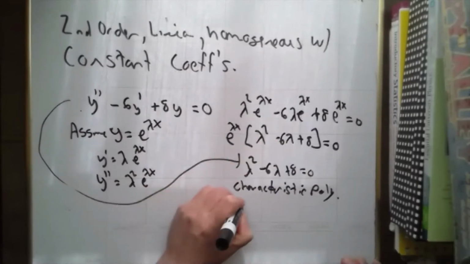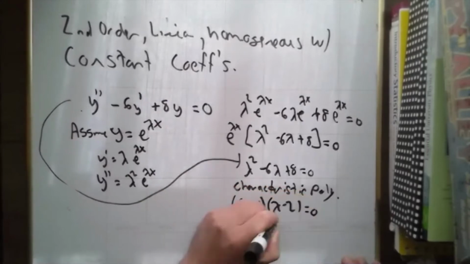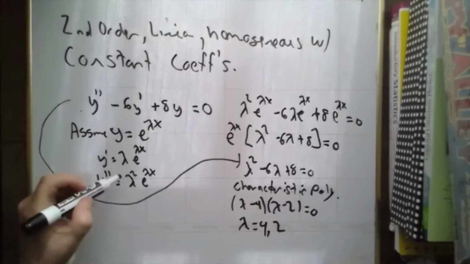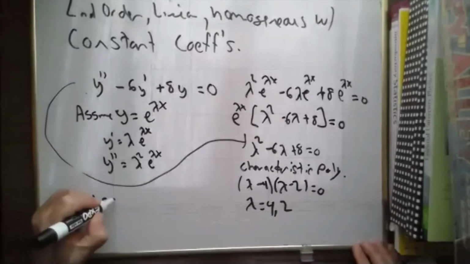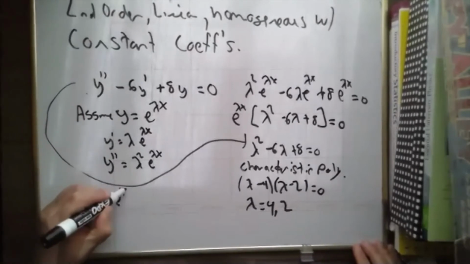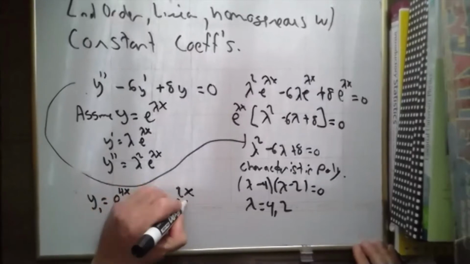So we just want to solve this for lambda. Well, that factors, that's lambda minus 4, lambda minus 2 equals 0. So we get 2 solutions. So that means the possibilities that we said here for y are maybe y1 equals e to the 4x and y2 is e to the 2x.